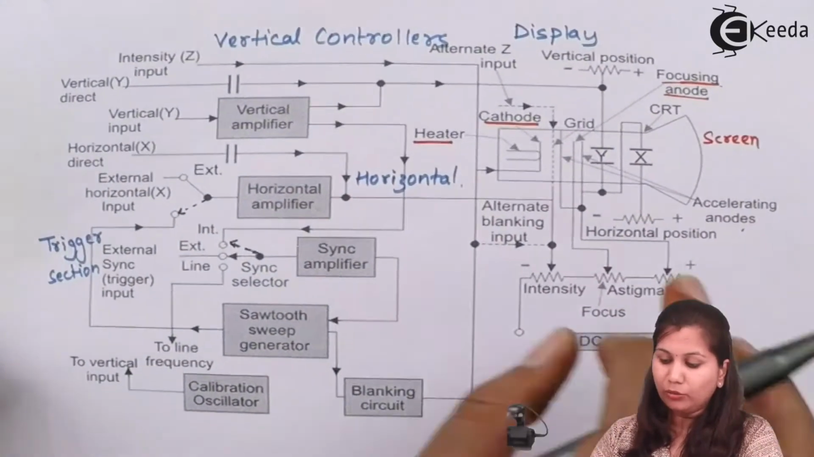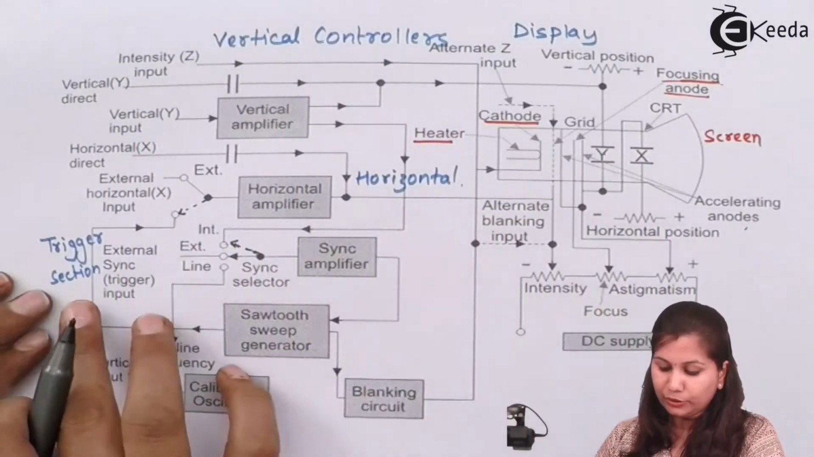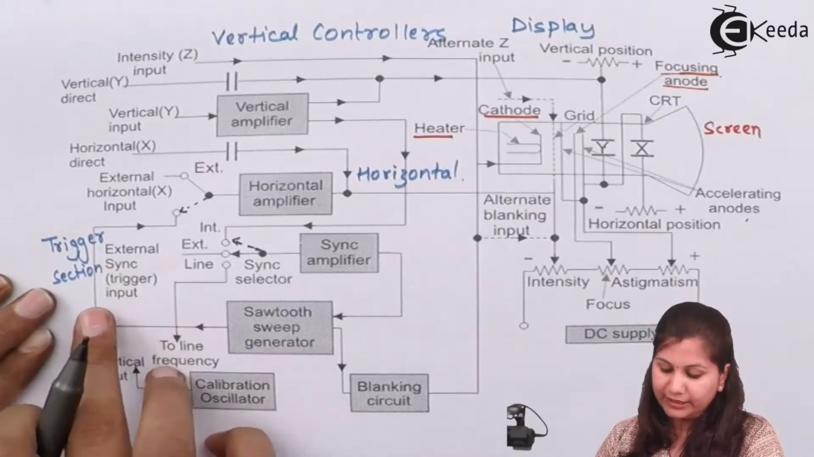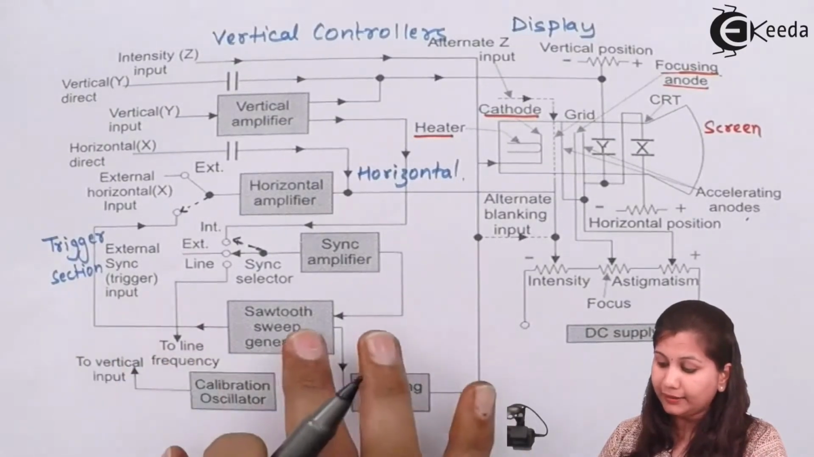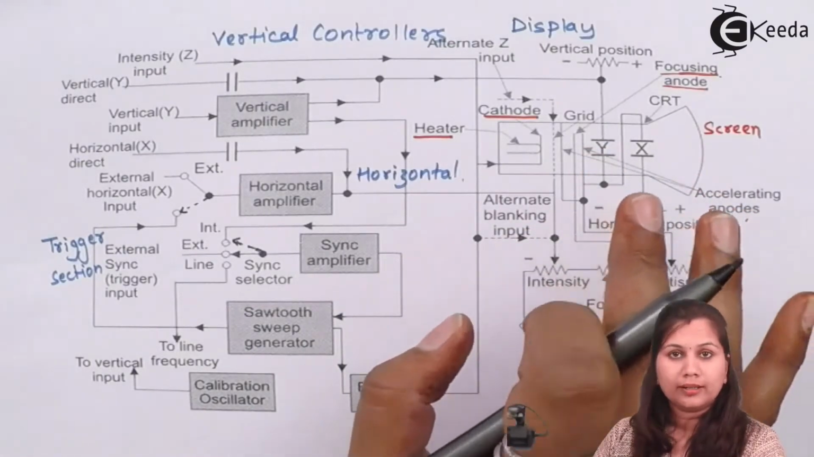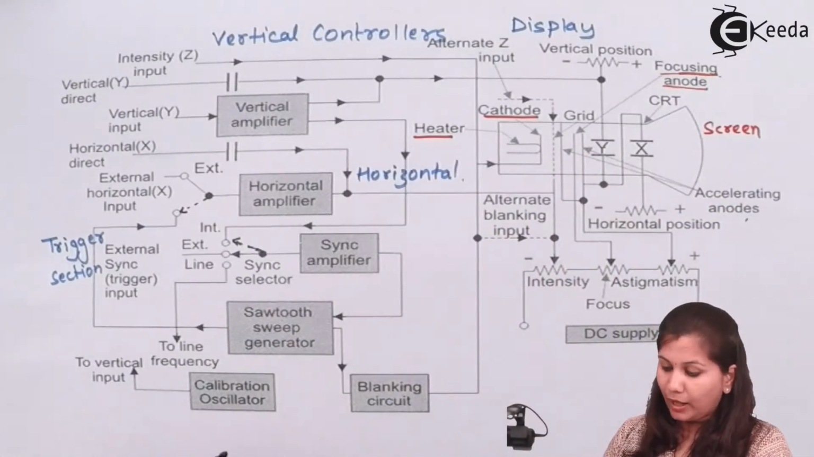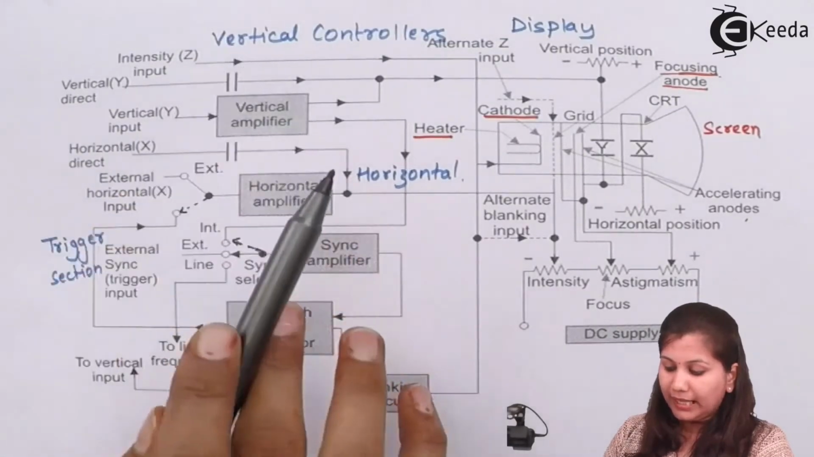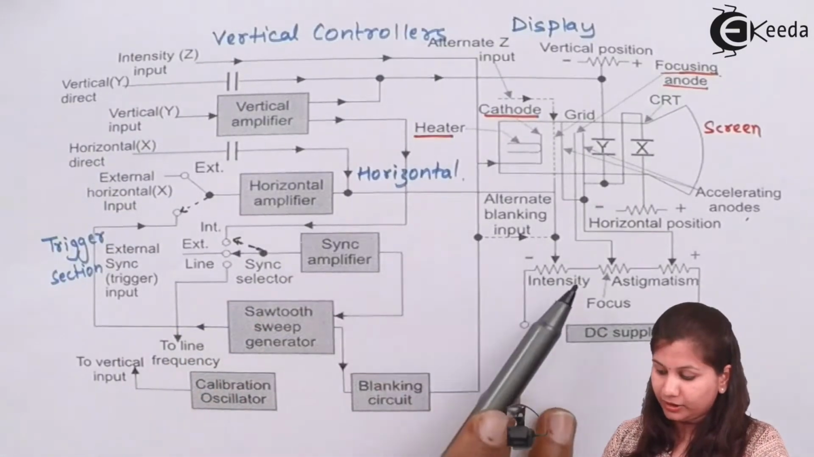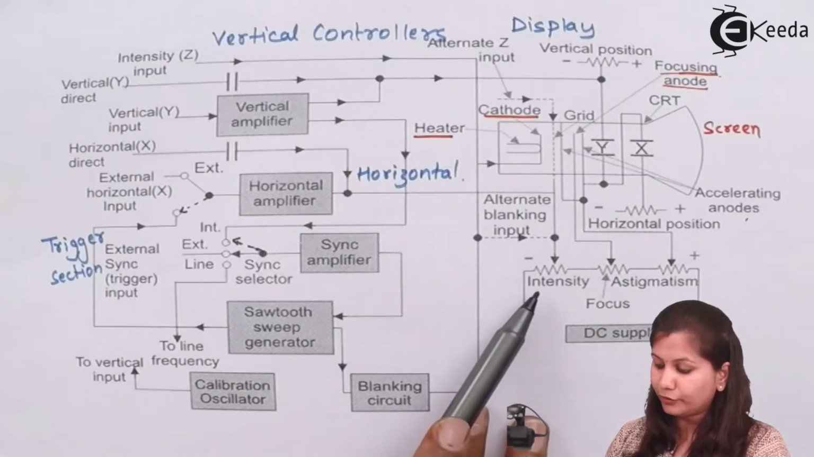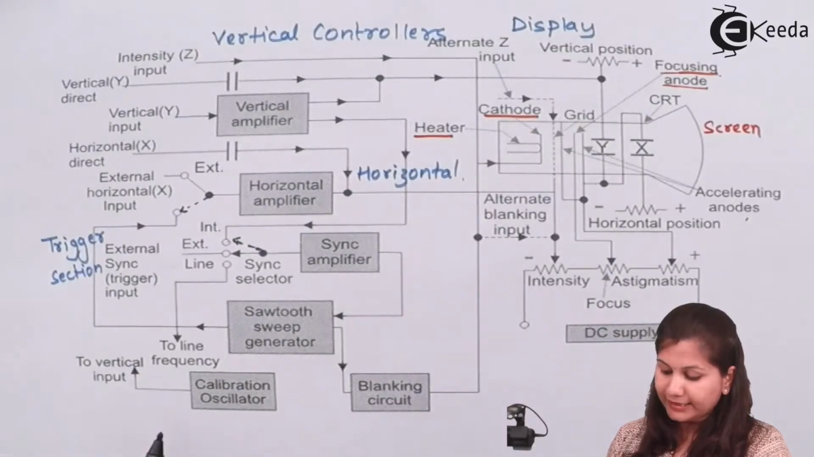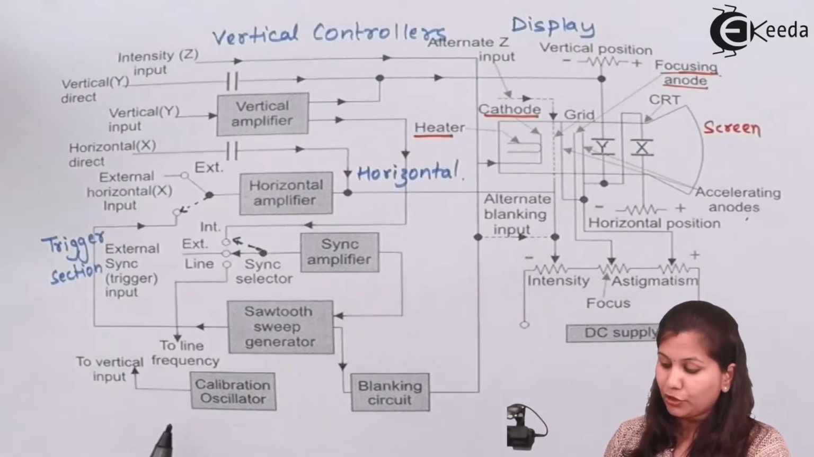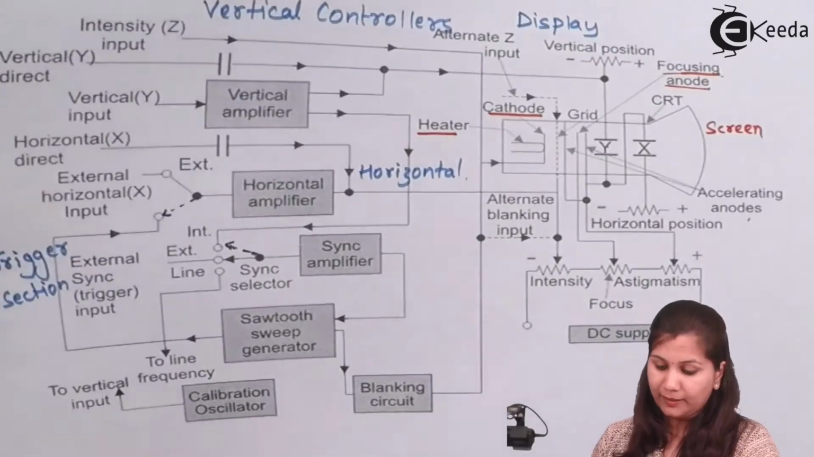So this completes the vertical controllers and horizontal controllers. The triggering section is also there, that is the external synchronization input, and the display area is also covered in it. Now apart from these vertical and horizontal controllers, there are other controllers like intensity control, focus control, astigmatism, the blanking circuit, and the calibration circuit. So let's study these remaining parts of the block diagram.